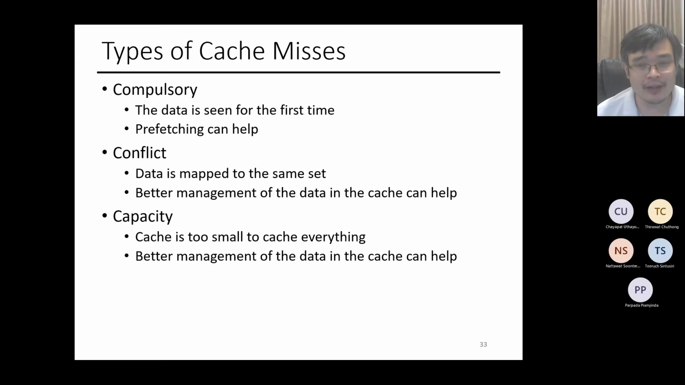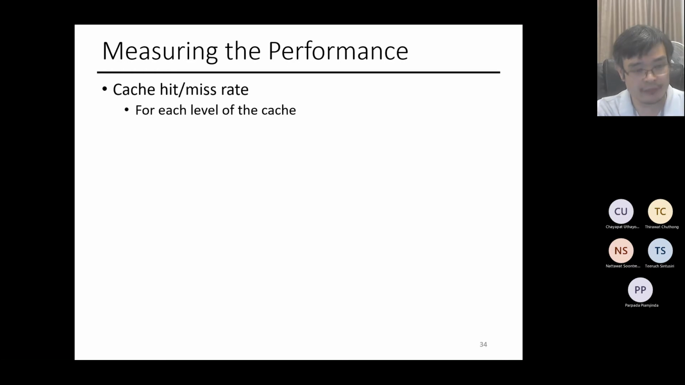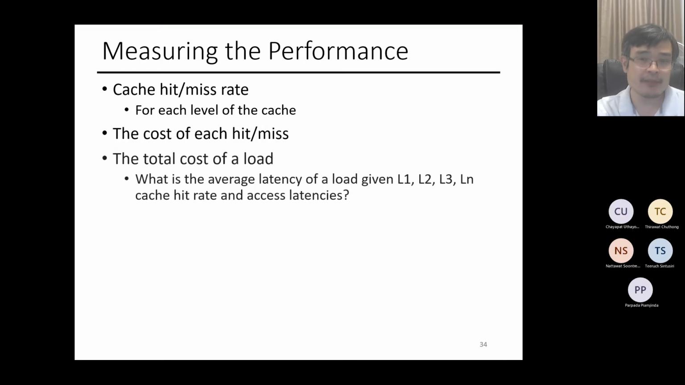So to mitigate conflict misses and capacity misses, you can manage the cache better, and you can also increase the size of the cache to mitigate the performance impact of these types of cache misses. To measure the performance of the cache, most of the time you would look at the cache hit rate and miss rate for each level and the cost of the hit and miss, so that you can figure out the total cost of the load, how long it takes to actually access my data.